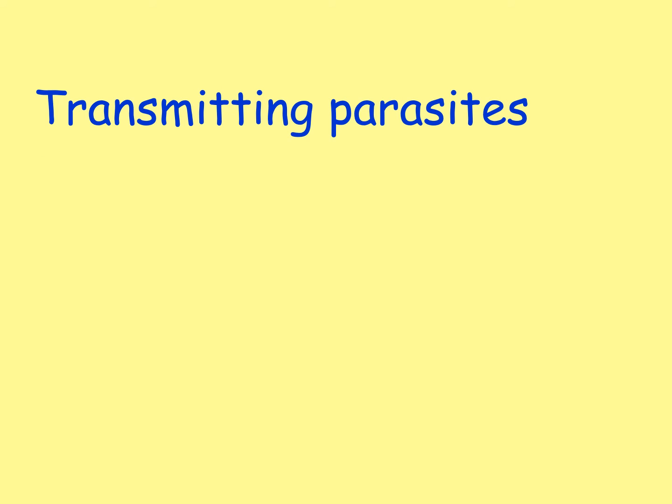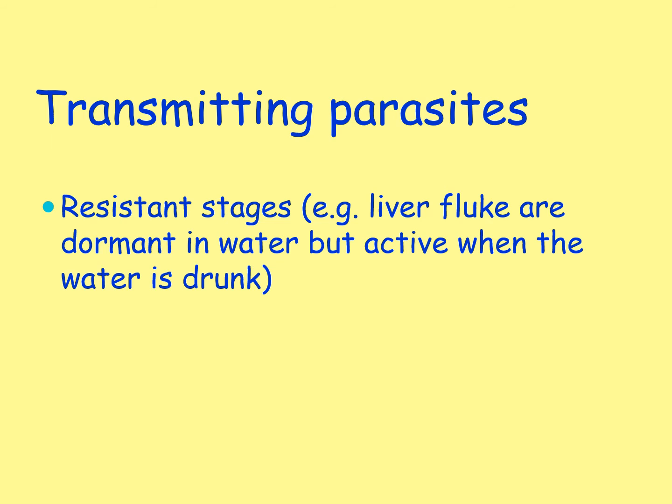Another way of transmitting a parasite is through the release of a resistant stage. The resistant stage is able to survive adverse environmental conditions for really long periods until they come into contact with a new host. So, for example, the liver fluke will form a dormant stage in water, but it's active when the water is drunk. Another example might be a resistant larvae and pupae in a cat flea that becomes active when it's in the cat host. So lots of resistant stages, things like cysts.